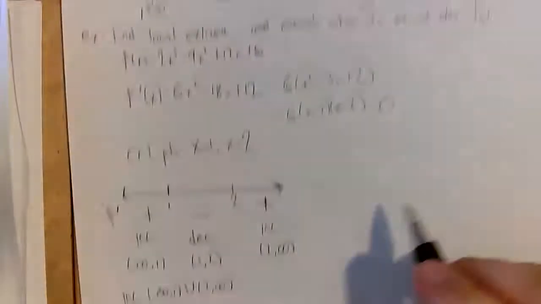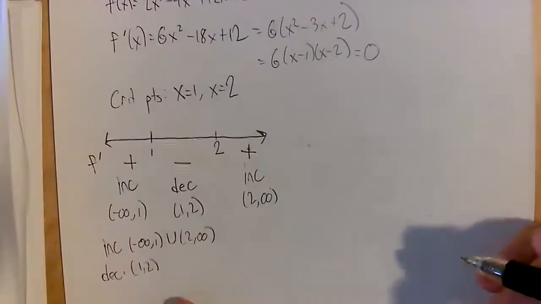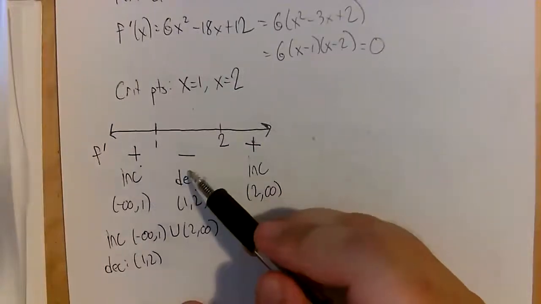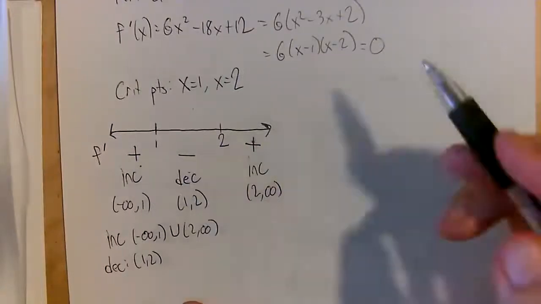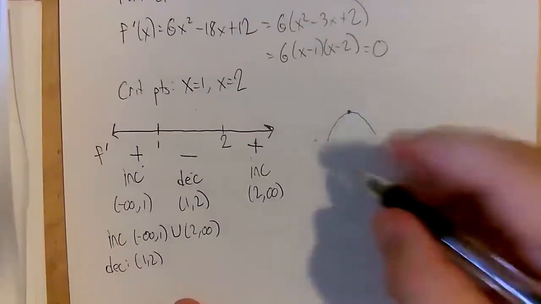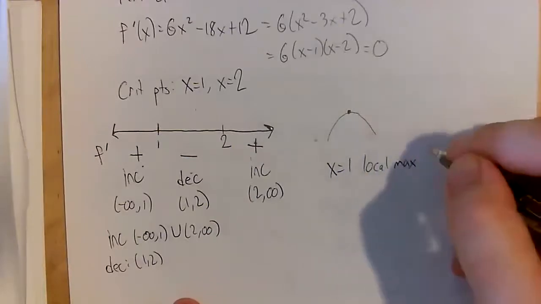All right, so we've done the second part of this. We've done the intervals where it's increasing or decreasing. And then what we're going to do is we're going to label local maxes and mins. So here we're increasing and then we're decreasing. So by the first derivative test, since we're going up and then down, we're going to have a local max. So x equals 1 is a local maximum.